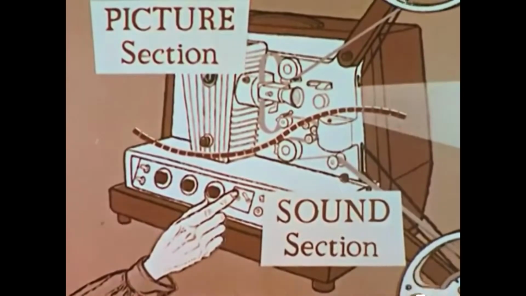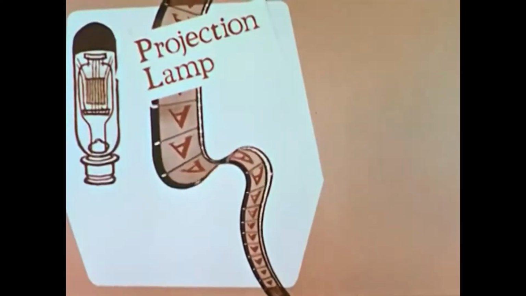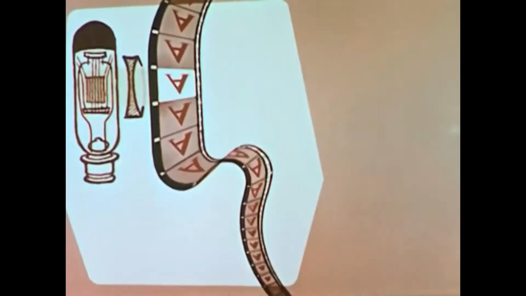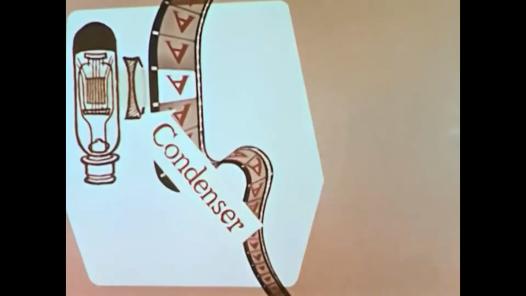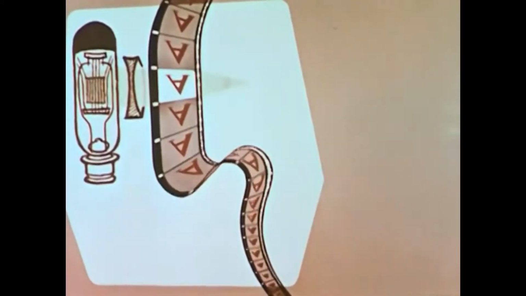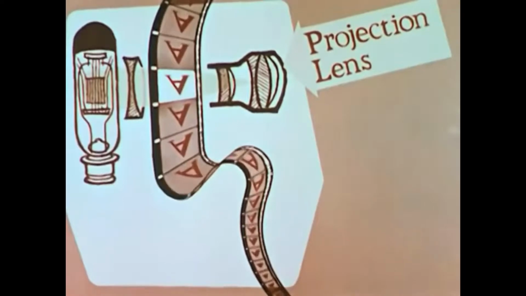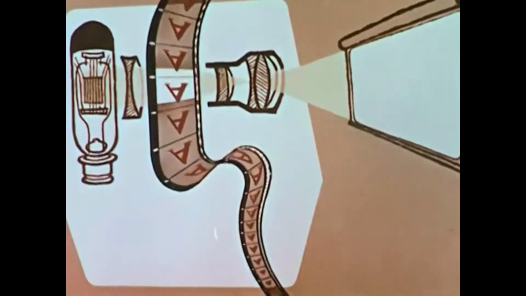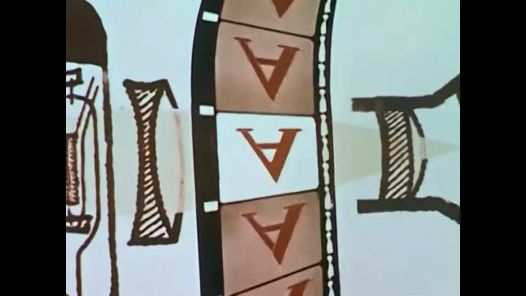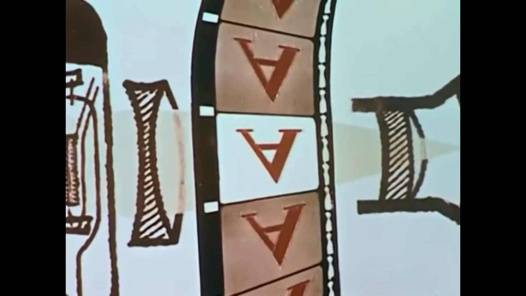As the film moves through the projector, it first enters the picture section. This section consists of the projection lamp, which is a very bright light source. This light is concentrated on a single frame of the film by a condenser lens. The brilliantly illuminated frame of the film is projected by the projection lens onto the screen. The lens is moved to focus the picture. As the film moves through the picture section, it pauses on each frame. In a sound projector, this happens 24 times a second.